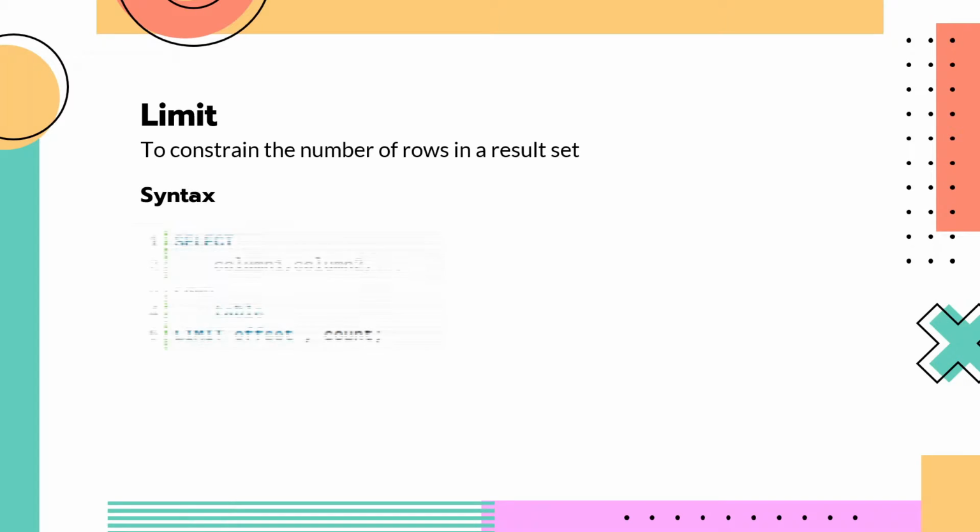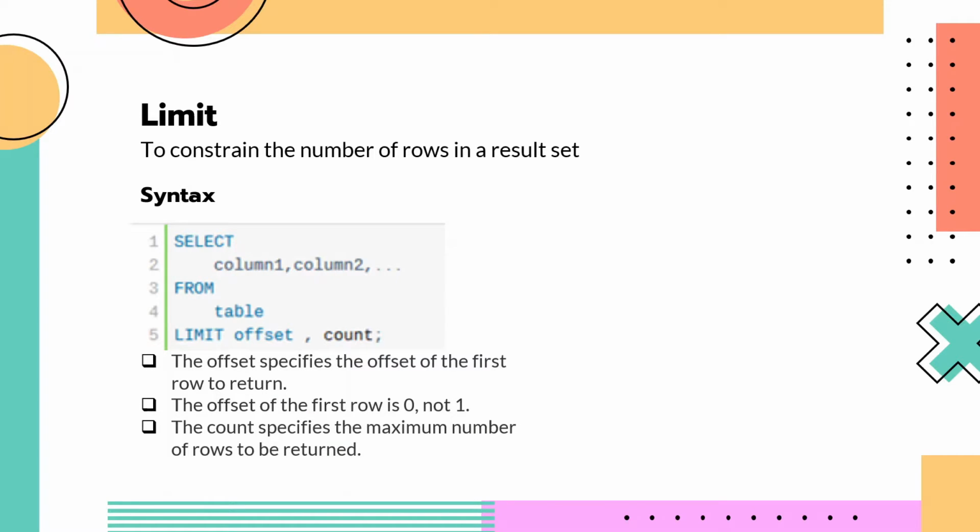Okay, and the second is the limit clause. The limit clause is used in the select statement to constrain the number of rows in a result set. The limit clause accepts one or two arguments, and the values of both arguments must be 0 or a positive integer. This image illustrates the limit clause syntax: select and then column list, and then from table, and then limit, offset, and count. Let's discuss the limit clause parameters.